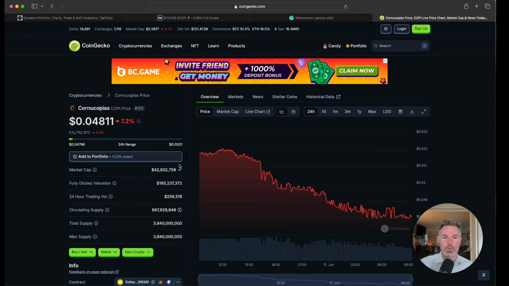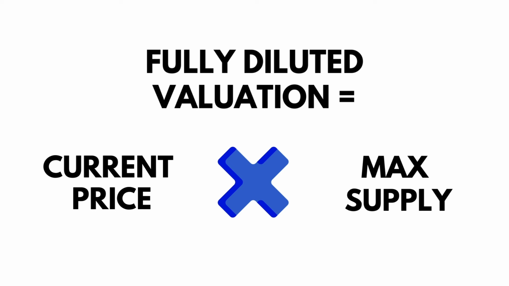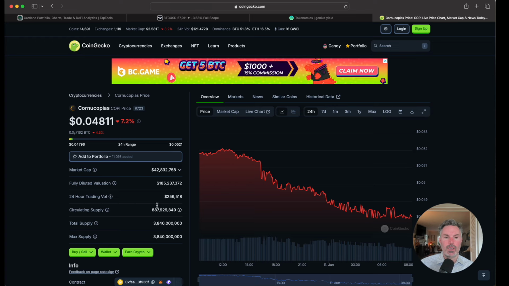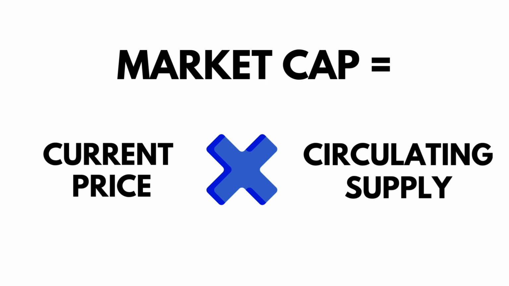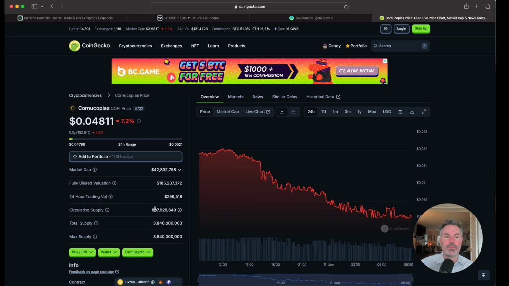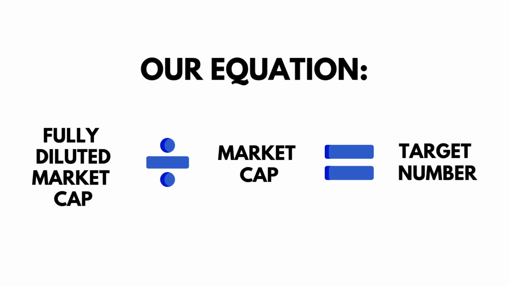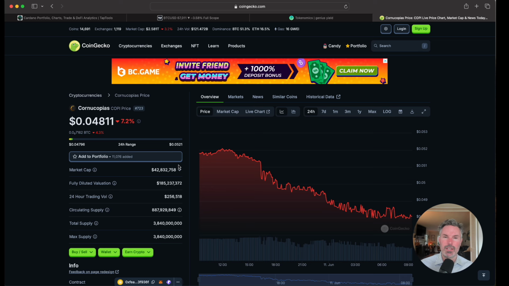And what we're going to do with this first calculation is we're taking that fully diluted valuation number. And how do we get that fully diluted valuation number? We multiply the current price by the max supply. The market cap is taking the price and multiplying that by the circulating supply. And so when we divide the fully diluted market cap by the market cap, it gives us an important metric to consider when we're looking for an undervalued project. Okay. And so again, we want that number to be low. And so we'll take a look at Cornucopias here.